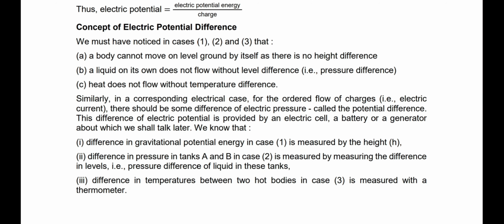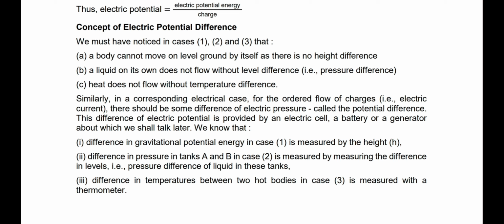Similarly, by understanding these concepts, we can say that in case of electricity, for the ordered flow of charge, if we want the charges to flow in a particular or ordered form, there should be some difference of electric pressure. That electric pressure is known as electric potential difference. This difference of electric potential is provided by an electric cell.